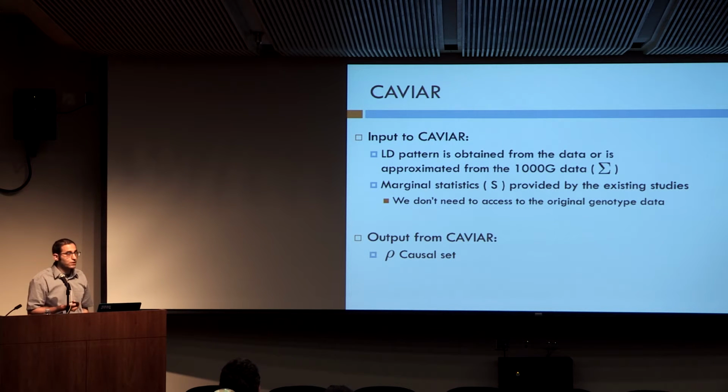So what's the input and what's the output of CAVIAR? The input to CAVIAR is the LD. The method requires the LD because LD has some uncertainty that we have to model. You can either compute it from your data, if you have access to genotype data, using plink, which is a very simple command to do that, or you can approximate it using the 1000 genome data if you only have access to summary statistics. The other information that it needs is the marginal statistics, like the GWAS statistics that you obtain either from other studies or perform yourself. And the output would be a rho causal set, which is the set that can capture all the causal variants with probability at this rho.